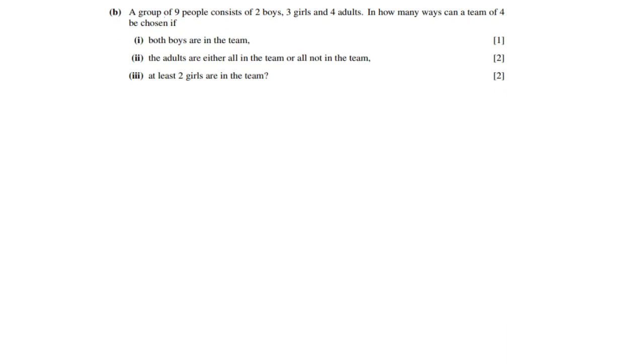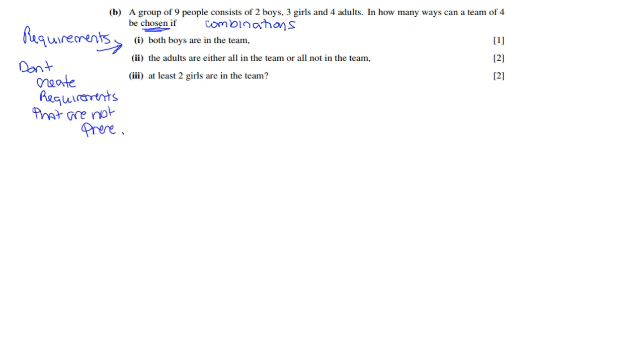All right, now part B. We've got a group of 9 people, and there's boys, girls, and adults. And they want to know how many ways we can choose a 4-person team. Chosen, combinations. That's key there. And they're going to give us requirements for this team. And the key to answering this question correctly is not to create requirements that aren't there. So all we've got to worry about is meeting their requirement.